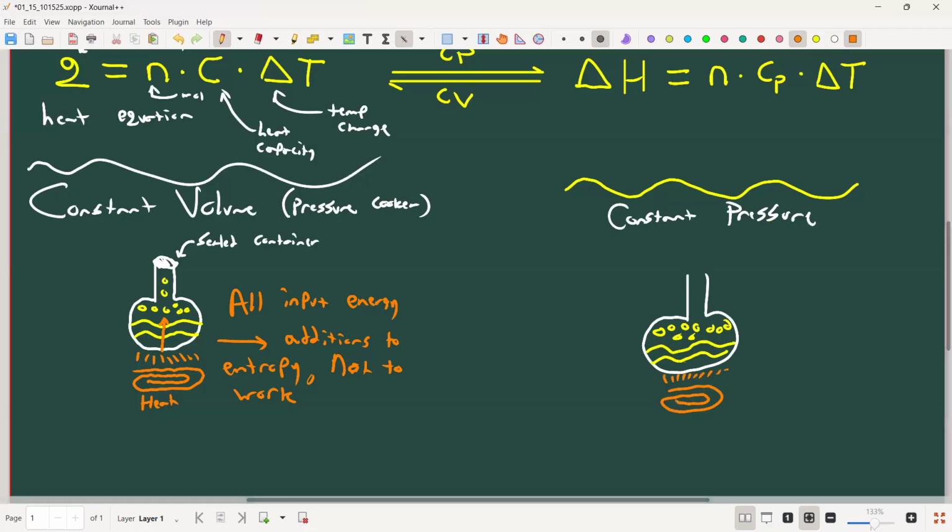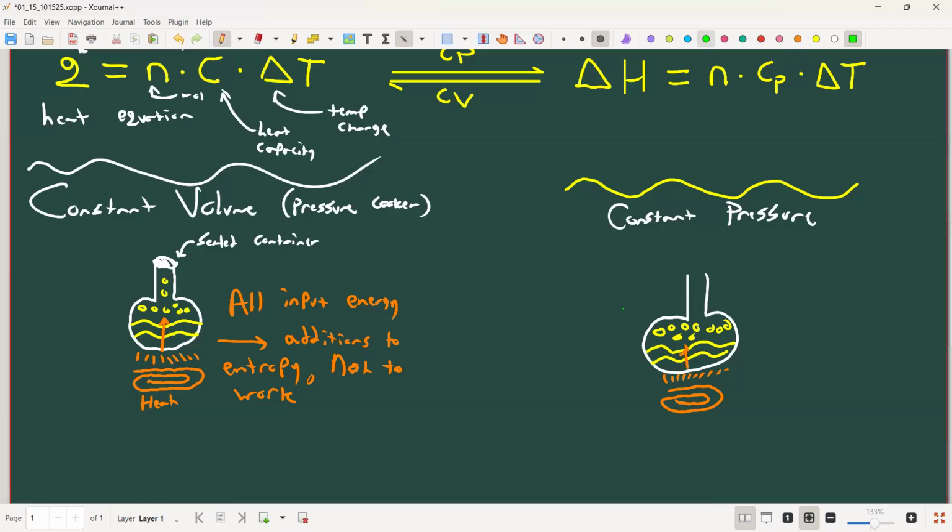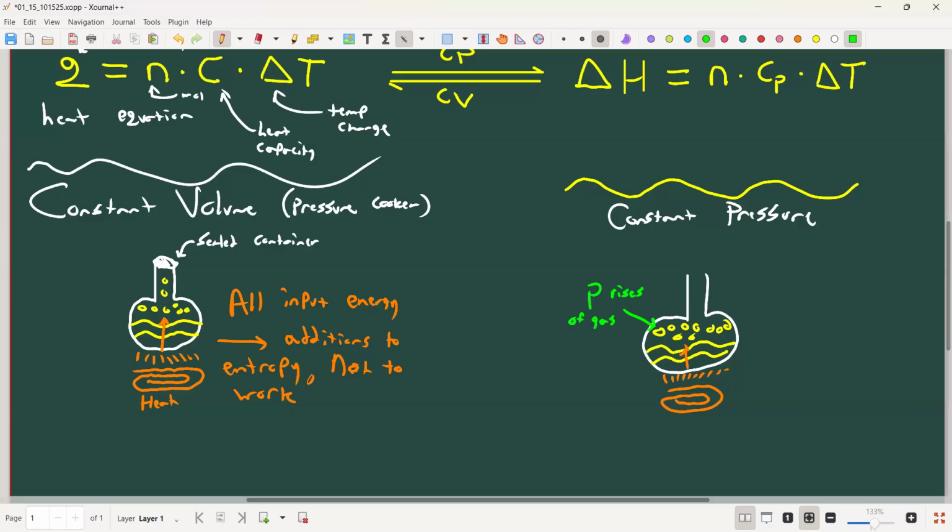Right, so as that heat comes in, of course, the system can excite. And if you have a liquid-gas coexistence, then some of that liquid will become vapor, right? So as that heat comes in, the pressure of the gas rises. As you add more gas particles, you're making it hotter, so the pressure rises.